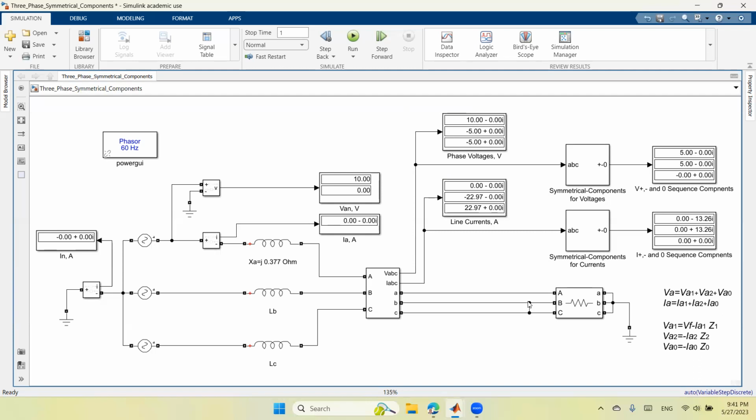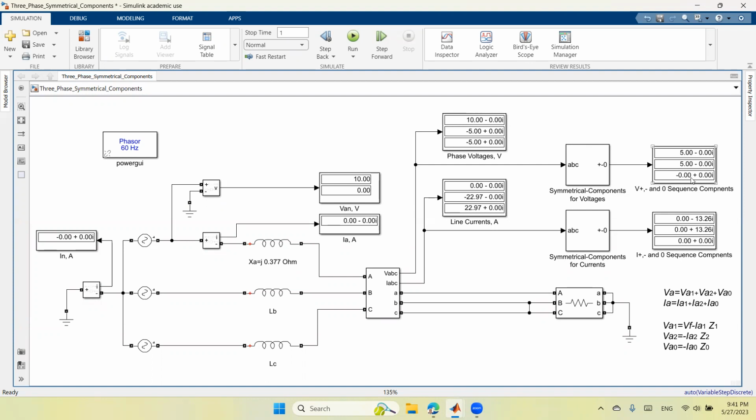First of all, the voltage is the same in both because B is connected to C, and we see that the voltage dropped to half if you have a fault between two lines. Again, if we look at the symmetrical components of the voltage, positive, negative, and zero, they should sum up to phase A. So 5 plus j0, 5 plus j0, and 0 plus j0 will sum up to 10 plus j0, which is correct.